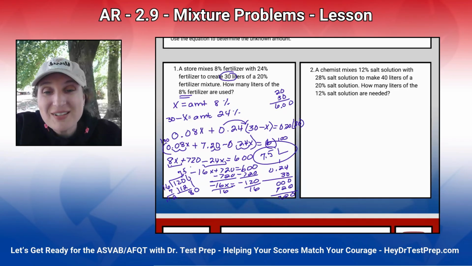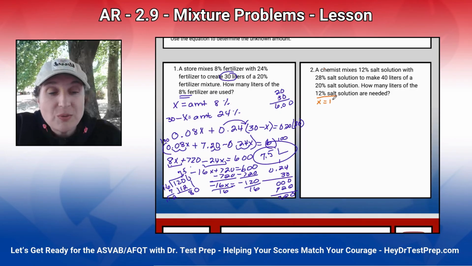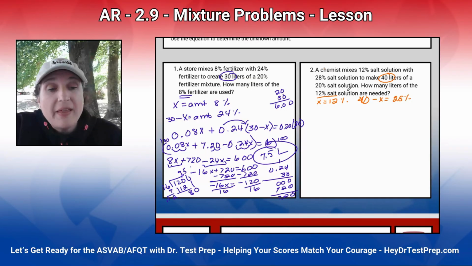But let's go ahead and look one more time. So we've got a chemist mixes 12% salt solution with 28% salt solution to get 40 liters of 20%. How many liters of 12% are needed? So we're going to have x equals 12% solution. Altogether, they're making 40 liters. So we're going to have 40 minus x equals the 28% solution. And then we need 40 liters altogether of this.